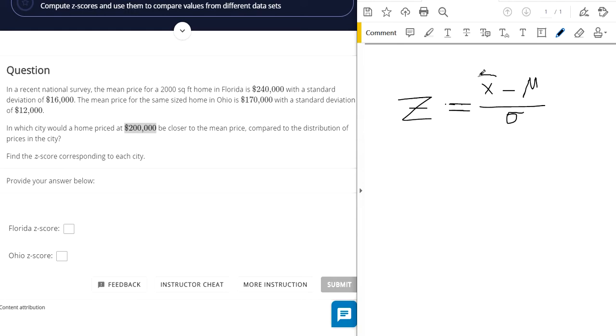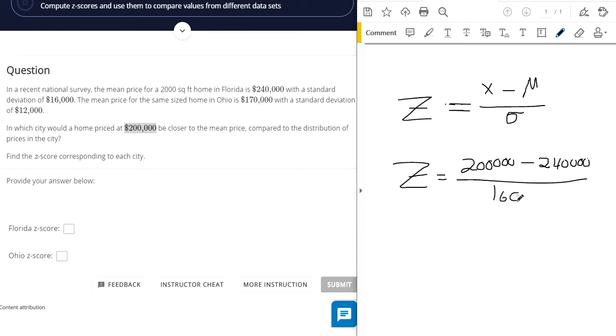Z is the number you're trying to test, which is 200,000, subtracted by mu, the population mean, which they tell us is 240,000, and then divide by the standard deviation, which is 16,000. So let's plug those in. 200,000 subtracted by 240,000, divided by 16,000.